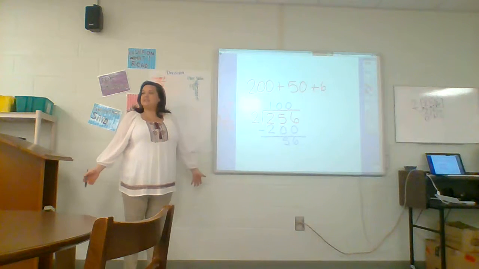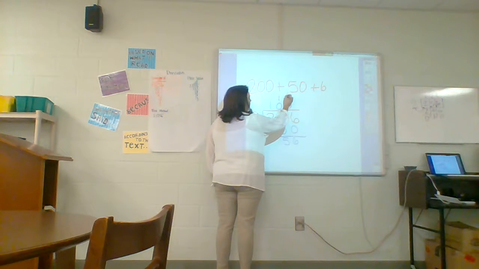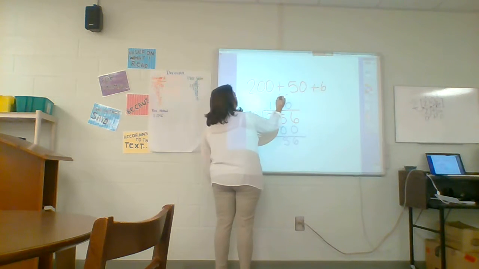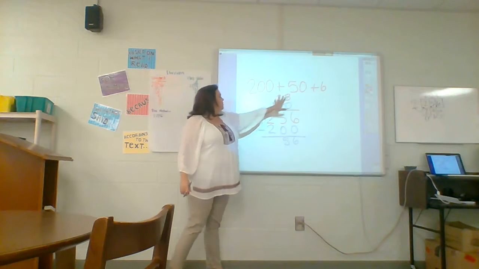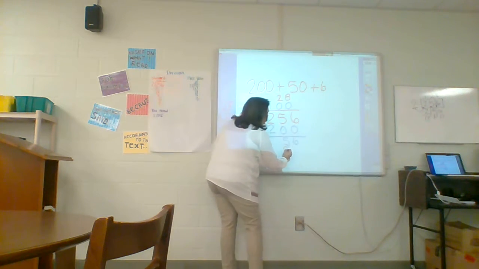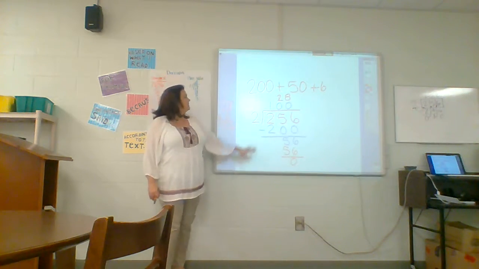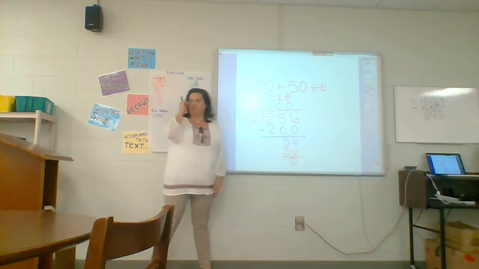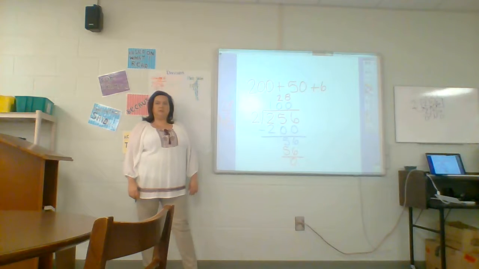So guess what I can do? I can skip a step. I've got 100, and I'm going to put 28 up here. So now I know that 28 times 2 is 56, and guess what I am? I'm done. So my answer is 128. Just using my place value. Get your mind wrapped around that a little bit.